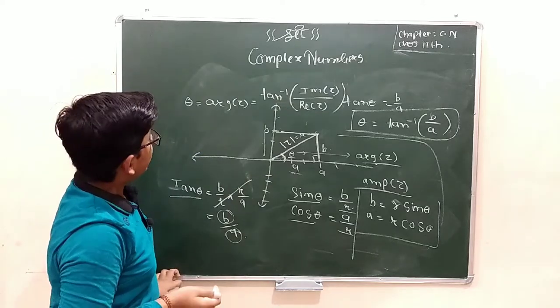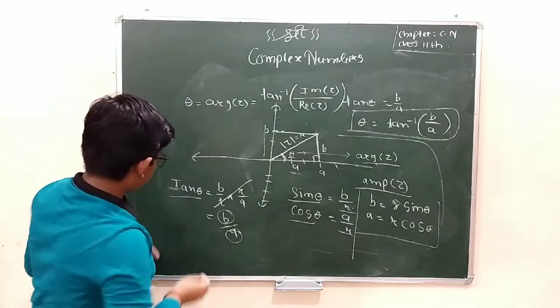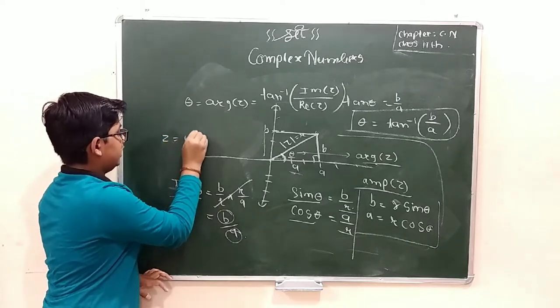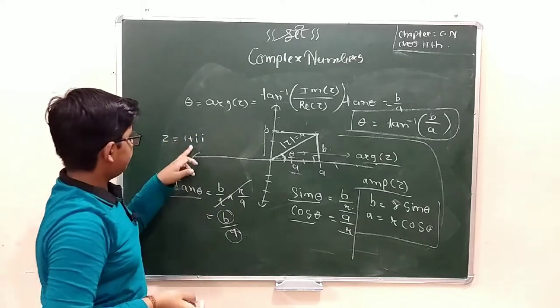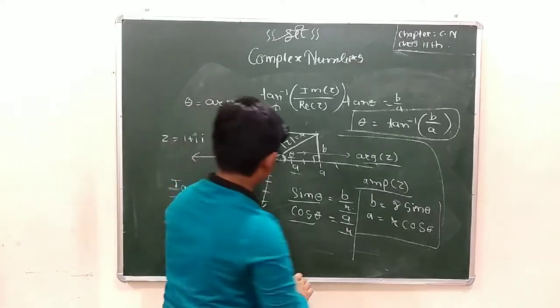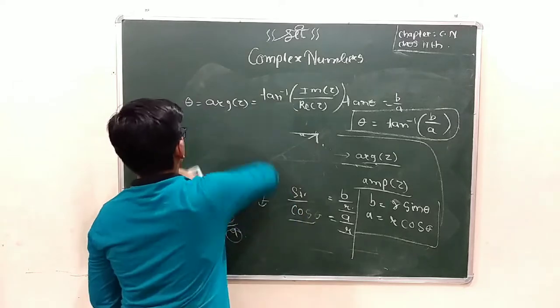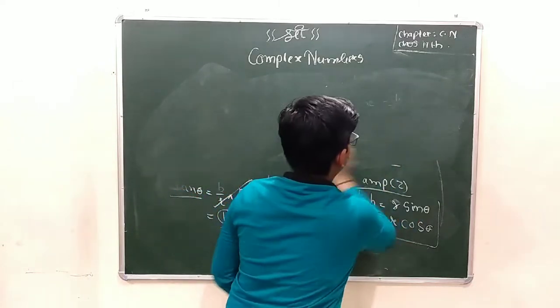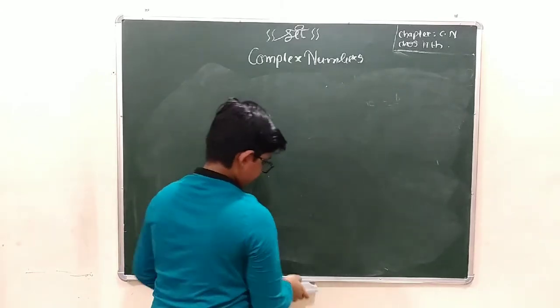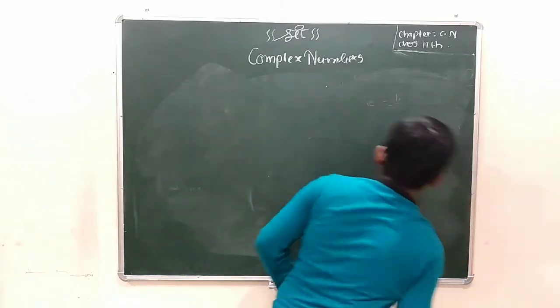So now what if I take z, which is a complex number, as 1 plus 1i? Then suppose I take the graph and plot the point of the complex number, that is 1 plus 1i.